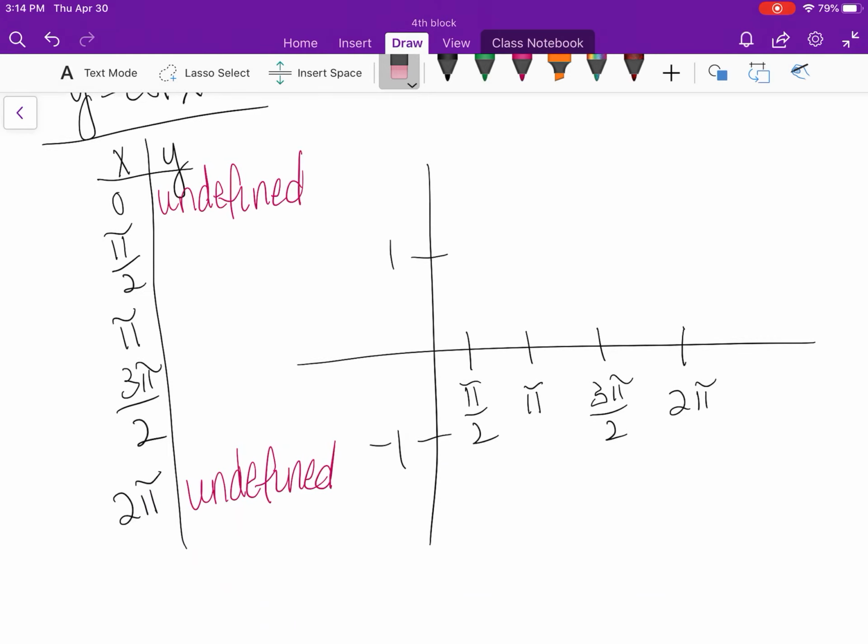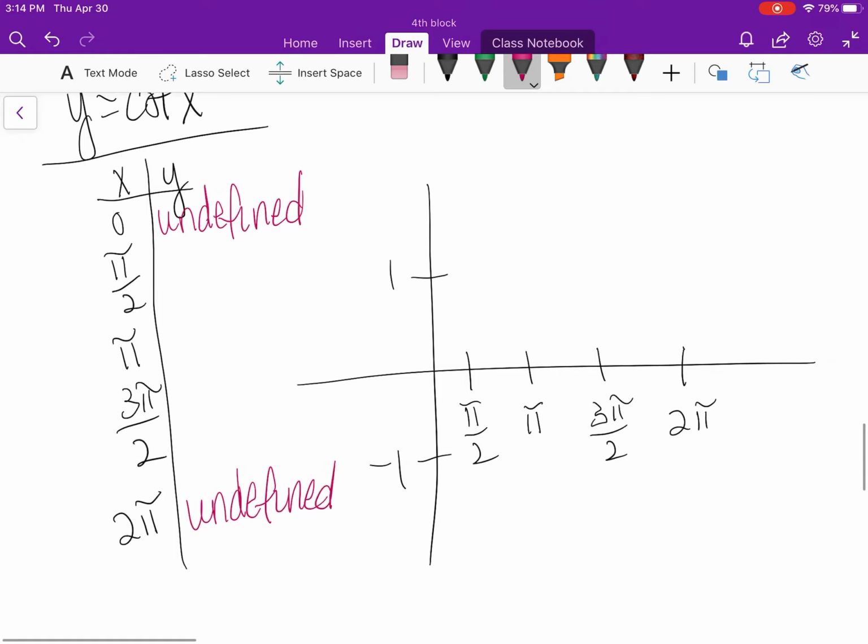Erase all that there. I was looking at the pi over 4s instead. Okay, pi over 2 should actually be 0. Pi is undefined. And 3 pi over 2 is 0 again. Sorry about that. I was thinking 3 pi over 4 and then pi over 4. Can't read my own writing, I guess.